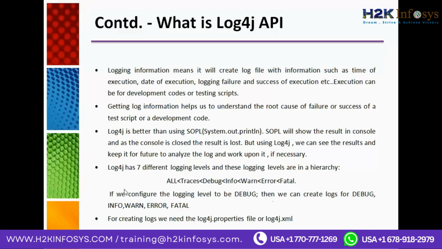Now, as far as Log4j is concerned, it has 7 different logging levels, and these logging levels are in descending order like this: all, trace, debug, info, warn, error, fatal. Fatal is the lowest level, where all is the highest level. Now, if I define a logging level as all, I can use trace, debug, info, warn, error, and fatal. Similarly, if I define the logging level in Log4j as info, I can use info, warn, error, fatal as the logging levels. So it depends on what logging level you are using.